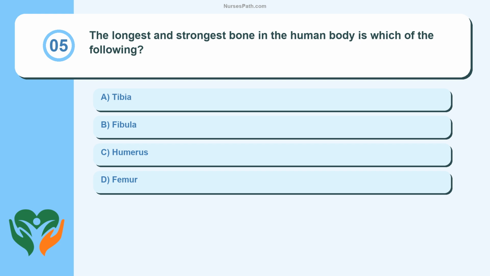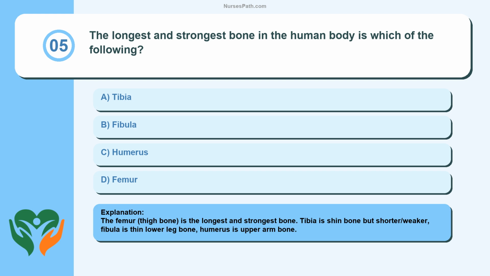Question 5. The longest and strongest bone in the human body is which of the following? Tibia, fibula, humerus, femur. The femur, thigh bone, is the longest and strongest bone. Tibia is the shin bone but shorter and weaker, fibula is the thin lower leg bone, humerus is the upper arm bone.